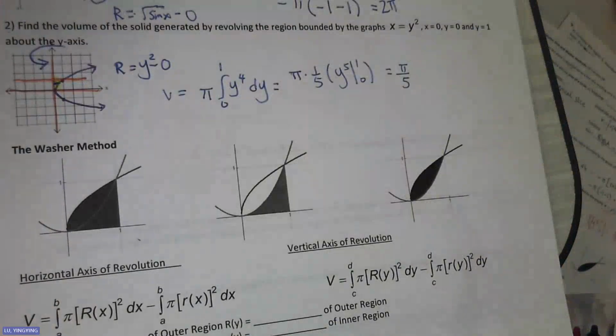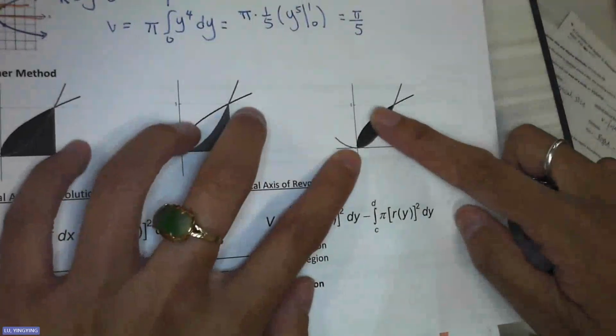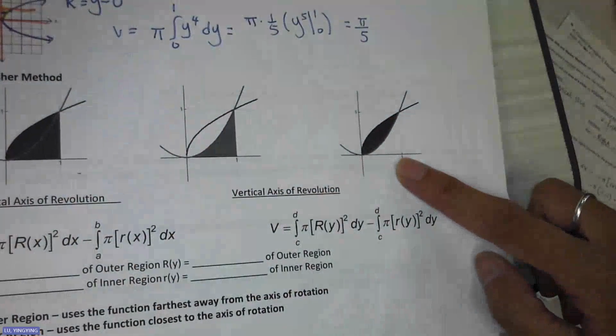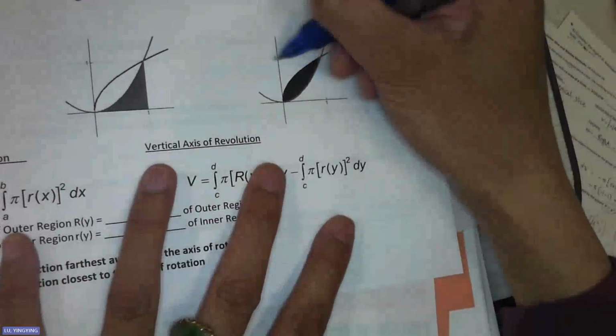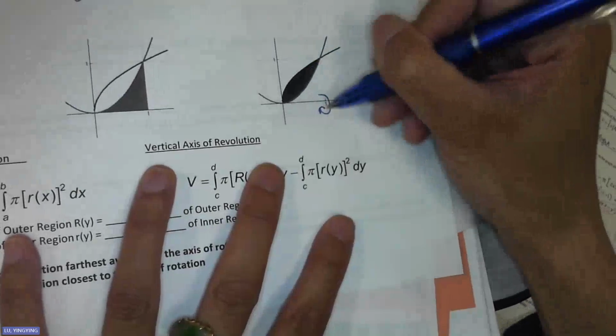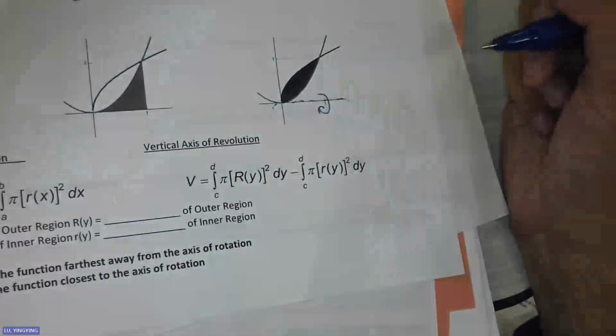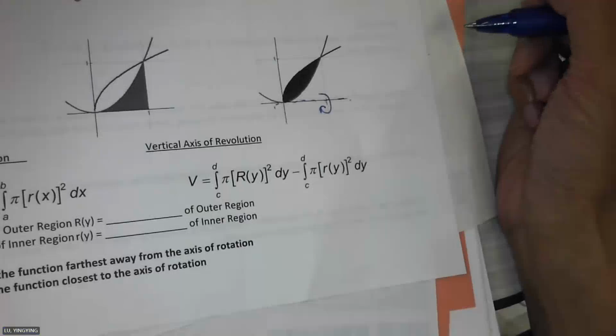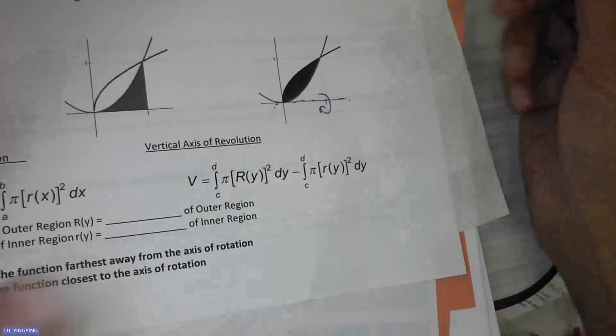And how do you know you have a washer? As long as there is a gap within the region versus the axis of rotation. So let's say I have this region right here. I want to rotate either around the x or around the y, doesn't matter. There's a gap between the region and the axis of revolution. That's a washer because there are holes inside, okay?